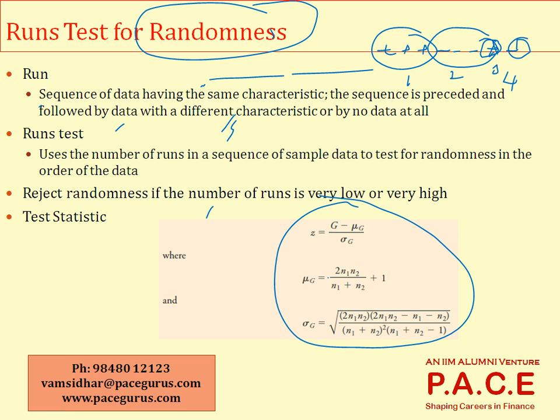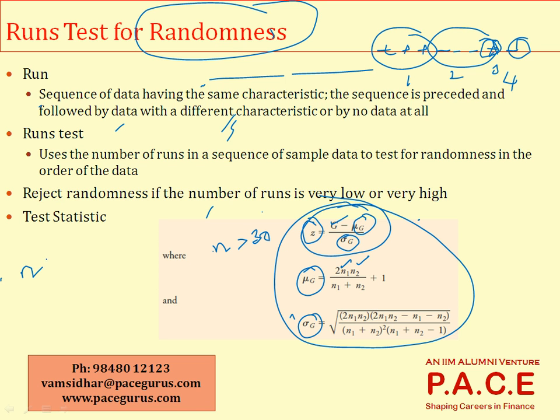So if I am considering N1 and N2 as the number of positive runs and the number of negative runs, based on that I can very well find out what should be the mean number of runs and what should be the standard deviation of the number of runs, and based on that apply your z-test, where G is your actual number of runs, and mu G and sigma G you have found out. Based on this you will arrive at the Z score. But of course this would be applicable when your sample size is greater than 30.